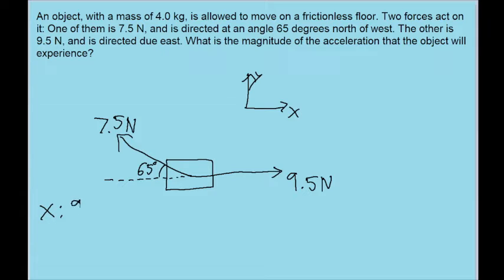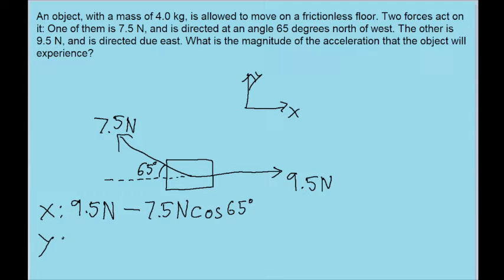In the horizontal direction, we have the 9.5 newtons directed east, but opposing that, so I'm going to use a subtraction symbol to represent that, we're also going to have the horizontal component of this 7.5 newtons. So the horizontal component of this force is going to be 7.5 newtons times the cosine of 65 degrees, using the cosine there because that gets you the horizontal component of the angle.